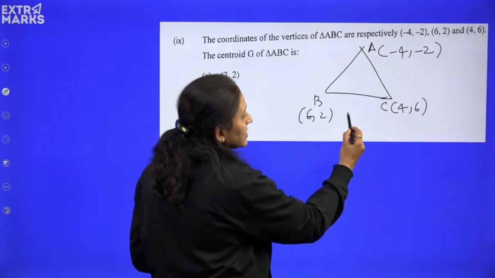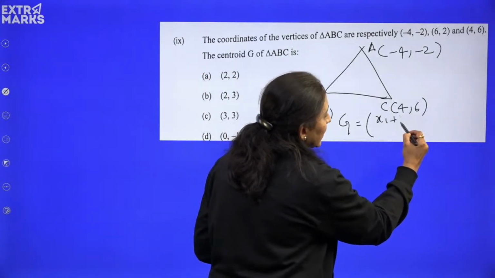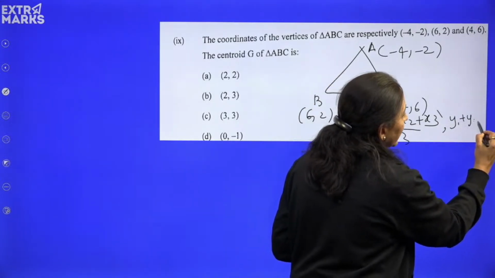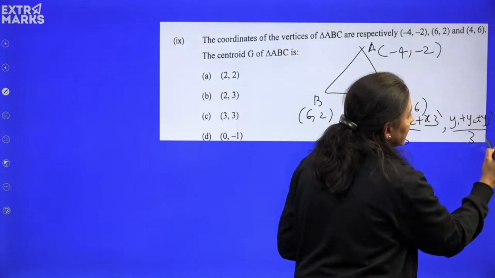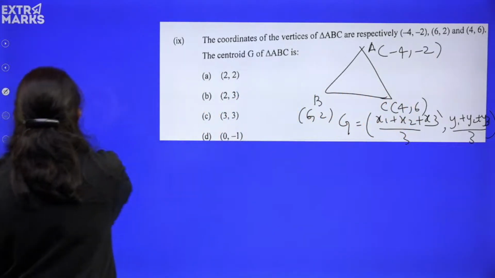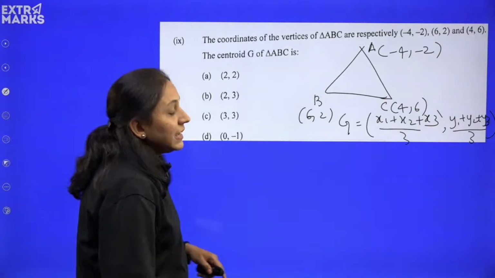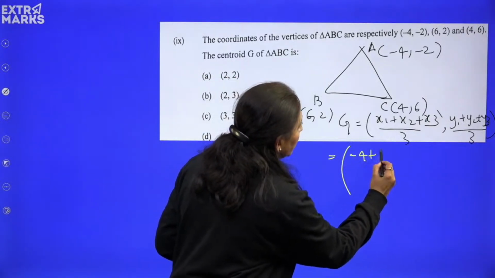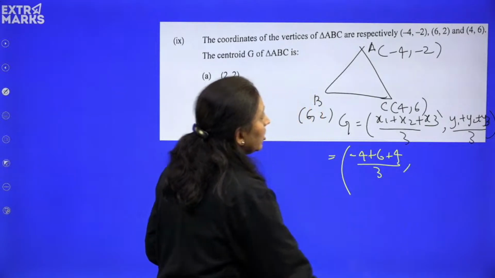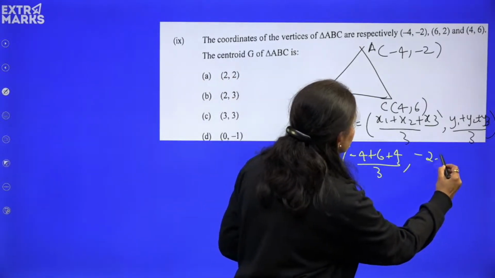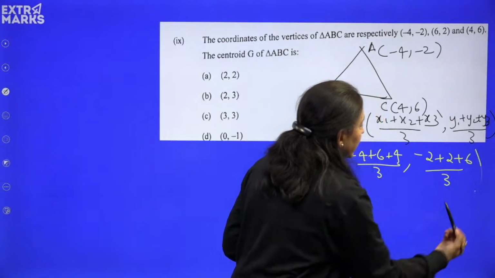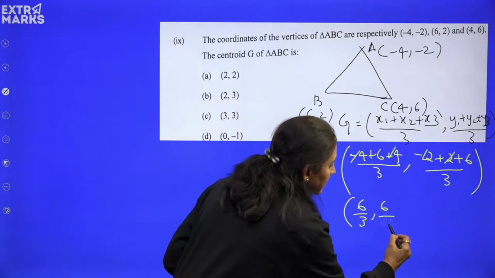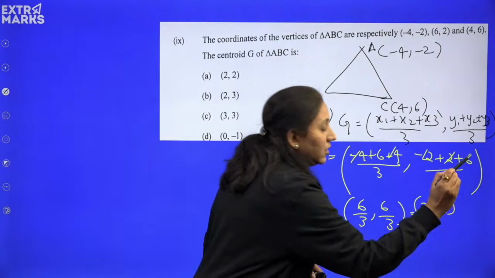So the formula for the centroid of a triangle is (x1 plus x2 plus x3) upon 3, and (y1 plus y2 plus y3) upon 3. These are the coordinates of the centroid of the triangle if we know the 3 vertices of the triangle. So when I substitute here, we get (-4 plus 6 plus 4) upon 3, comma, (-2 plus 2 plus 6) upon 3. So finally, the 4s and the 2s get cancelled. We get 6 by 3, 6 by 3, which is 2, 2.